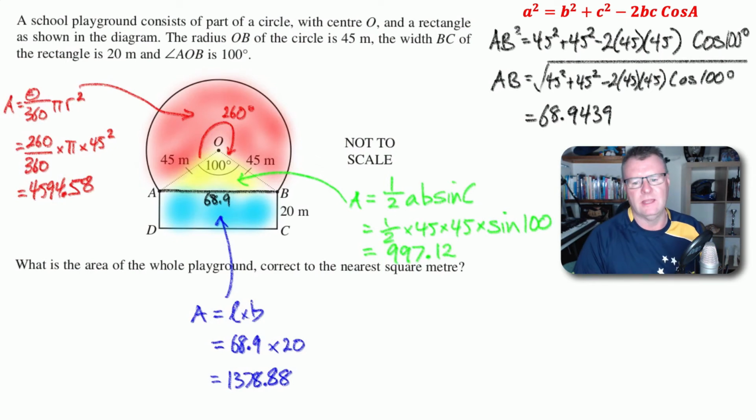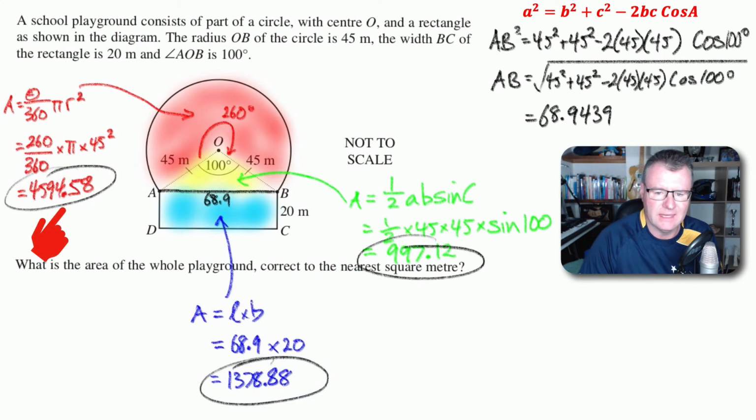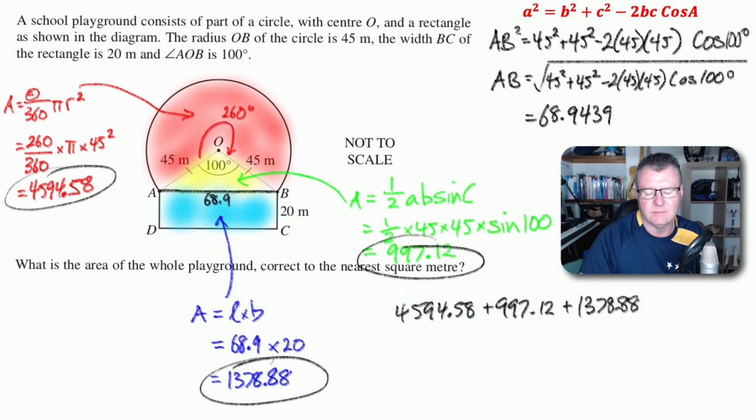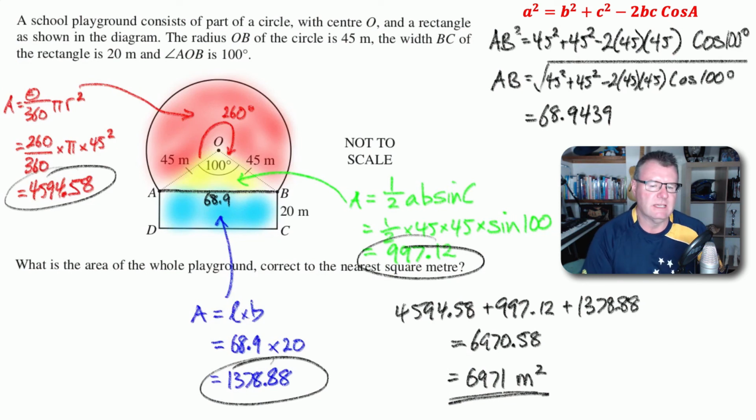We are almost there. All we need to do now is add together the 3 areas, the 3 separate pieces that we've calculated, and when I add them together, I'm going to get this value. But remember, very carefully, important to read the question carefully. It says we want it to the nearest meter, so I'm going to round that up to 6971 meters squared.